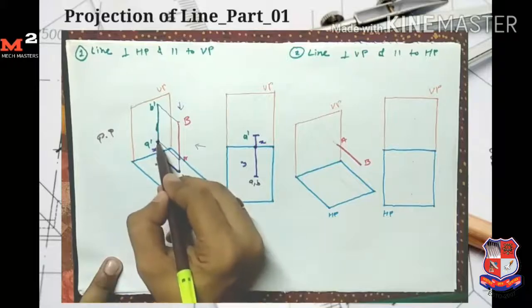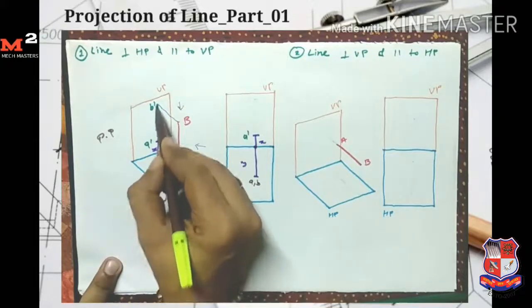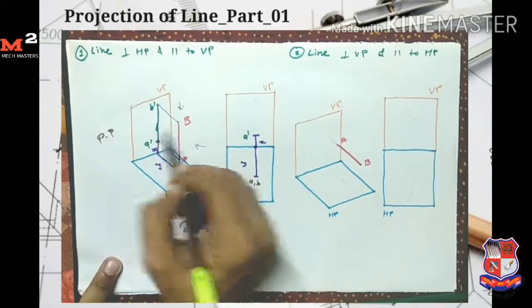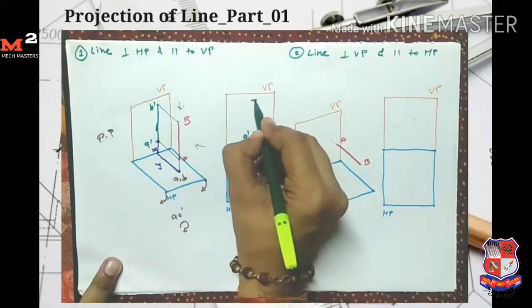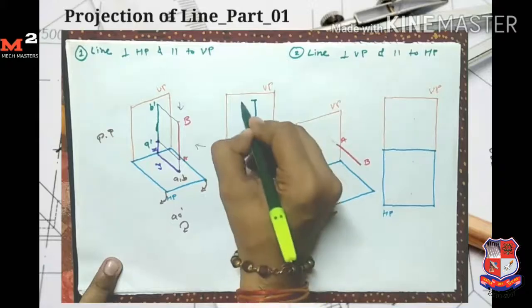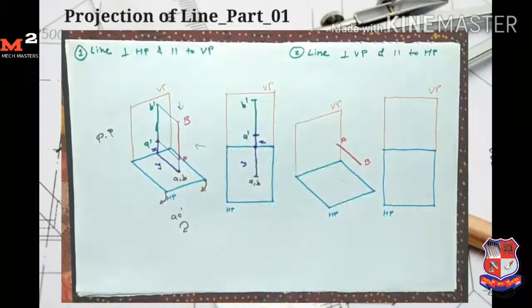Okay, now getting the B dash point, I simply take this distance. This is the true length of the line. So from here I measure the distance and mark the point B dash here. Okay, so in this way I draw the front view and top view for the line AB, which is perpendicular to HP and parallel to VP.